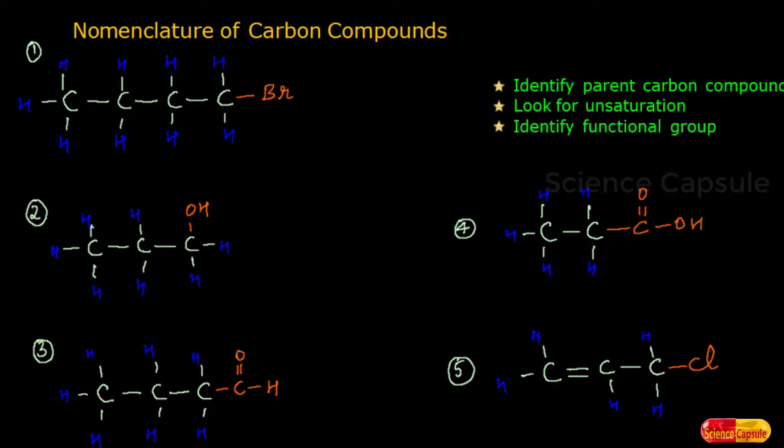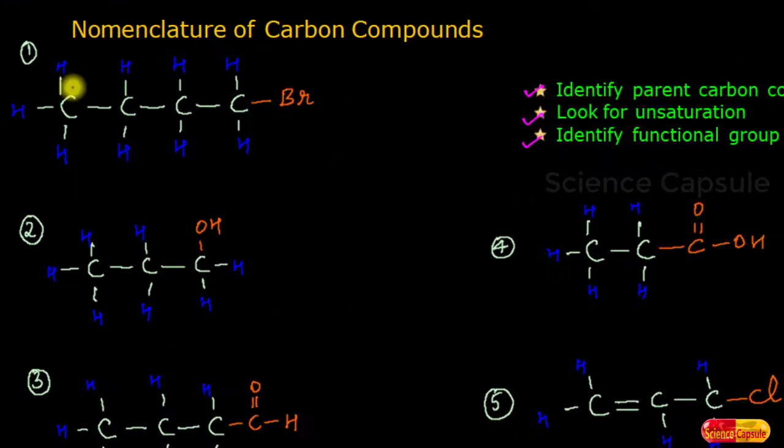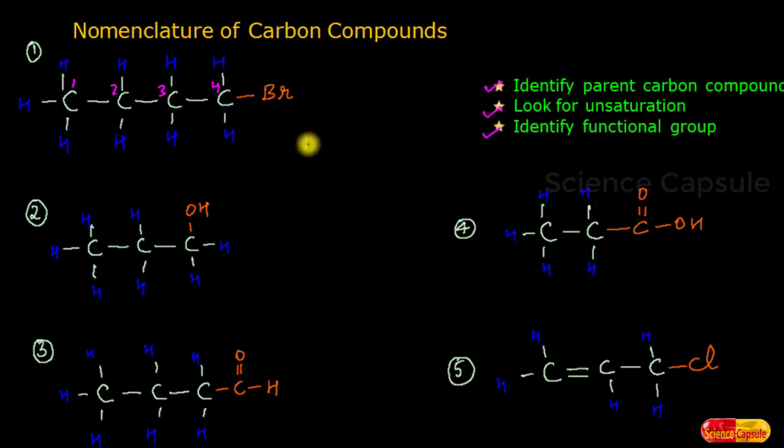So in order to name a carbon compound, we have to follow these 3 basic steps. If you know these steps, then it's very easy to name a carbon compound. The first step is identify the parent carbon compound. Very important step. You count the total number of carbon atoms. 1, 2, 3, 4 carbon atoms are there, which means the parent hydrocarbon would be butane, which we have already studied, right?